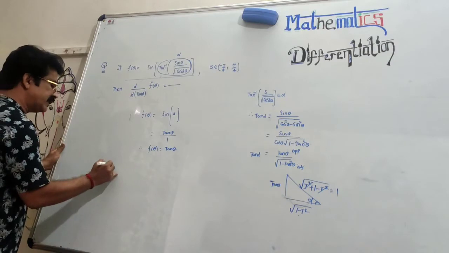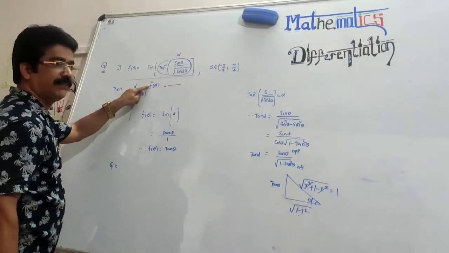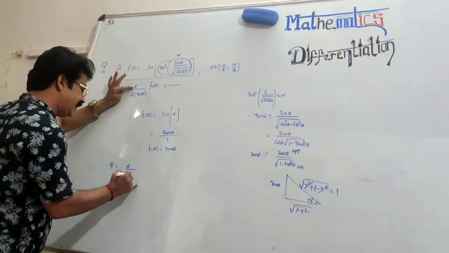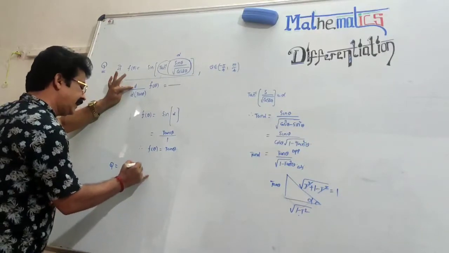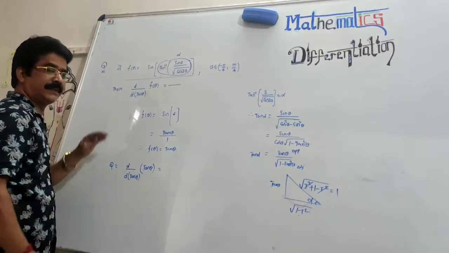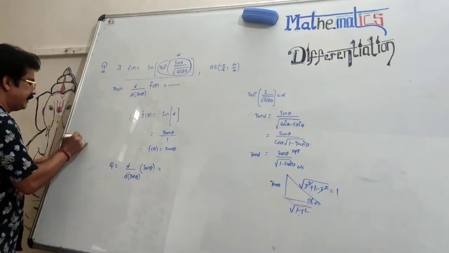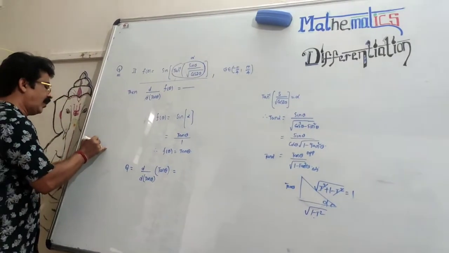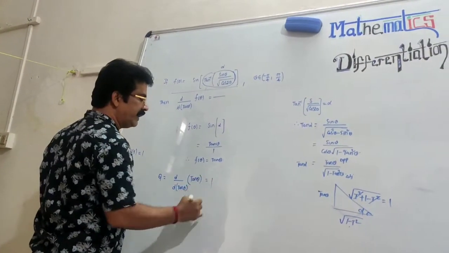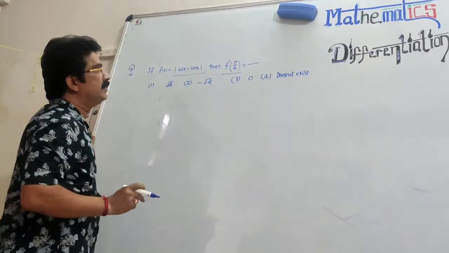Next, what is the question? Question is d by d theta of f of theta. So question is d by d theta of tan theta. What is f of theta? Again tan theta. What is its value? Come on, find it. It is just as d by dx of x. D by dx of x is what? 1. So simply the answer is 1. Hence the problem.